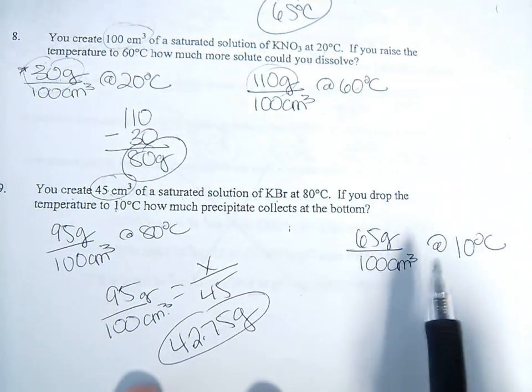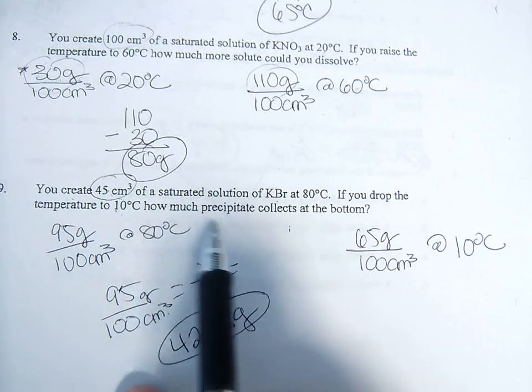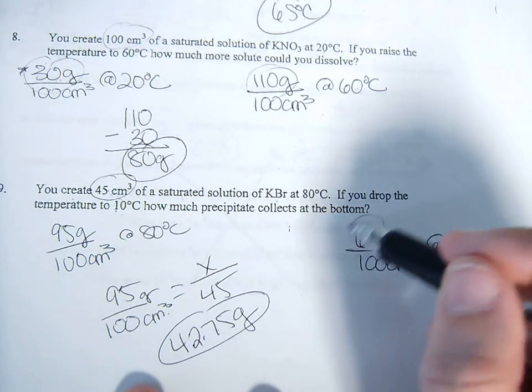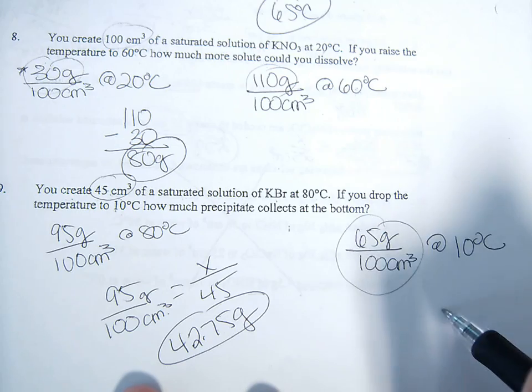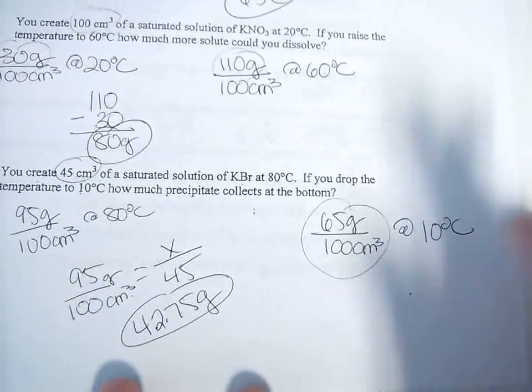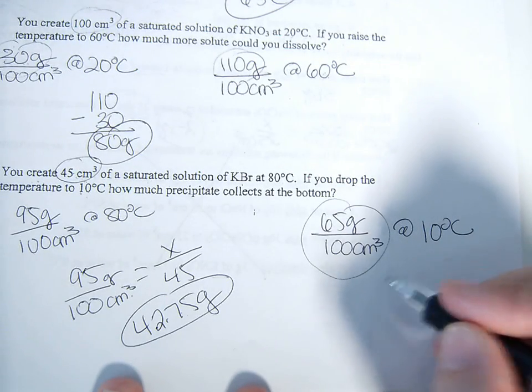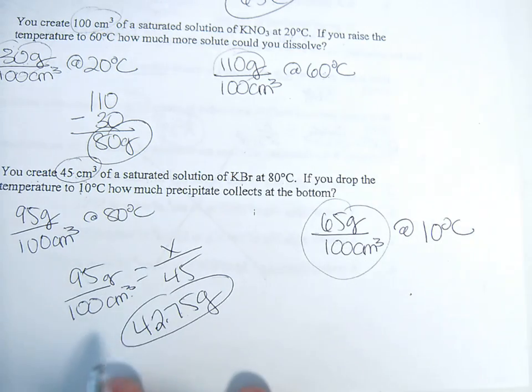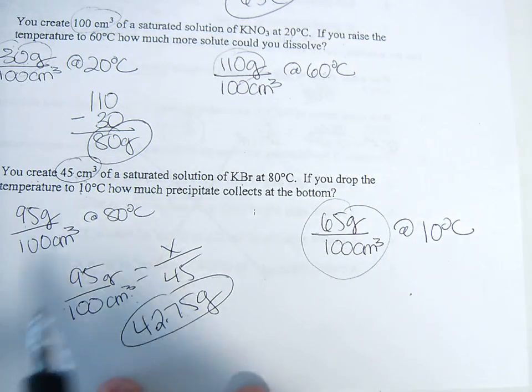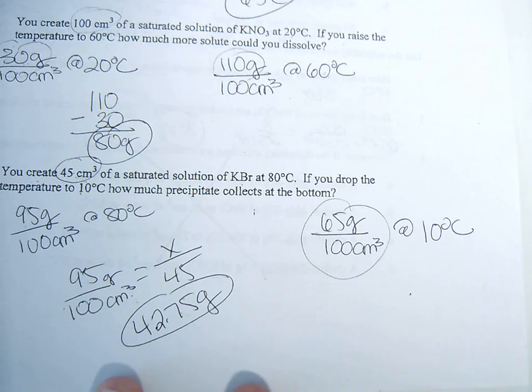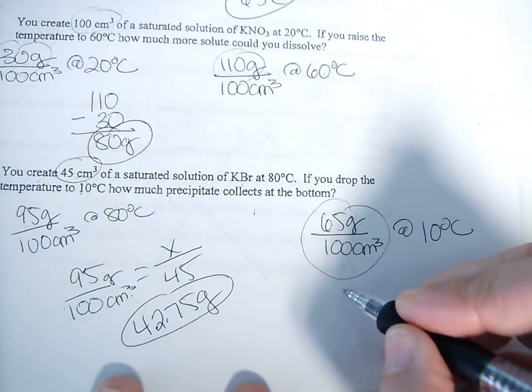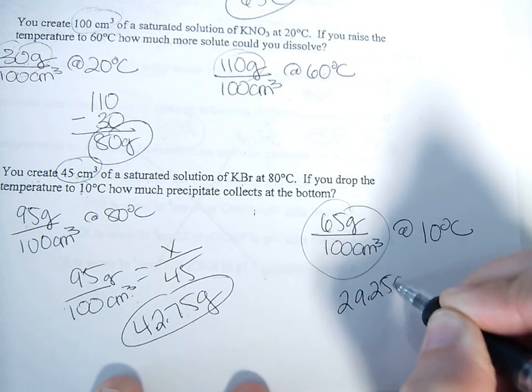Okay, so what I have to do then, if I drop the temperature, I want to know how much precipitate forms. But I've got to take this and convert that one also to grams per 45. So let's do that first. Oh, okay, I got you. So 65 divided by 100 times 45 is 29.25 grams.